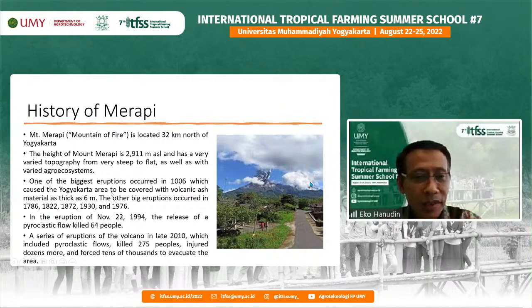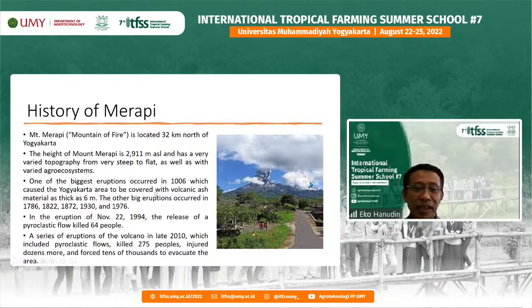One of the biggest eruptions occurred in 2006, which caused the Yogyakarta area to be covered by volcanic ash as thick as around 6 meters. So you can imagine that the whole city was covered by volcanic ash. The other big eruptions also occurred in 1786, 1922, 1872, 1930, 1976, and also a big eruption on November 22, 1994, which released a pyroclastic flow that killed around 64 people. And the last biggest eruption occurred in 2010, which included pyroclastic flows, killed almost 275 people, injured a dozen more, and forced tens of thousands to evacuate the area.